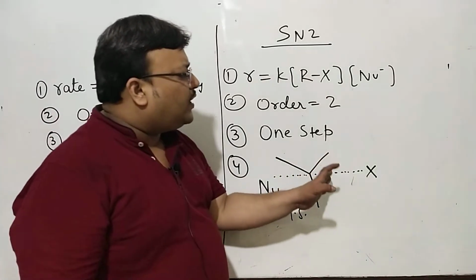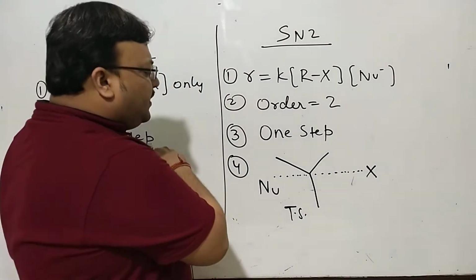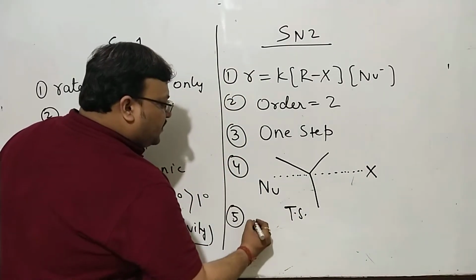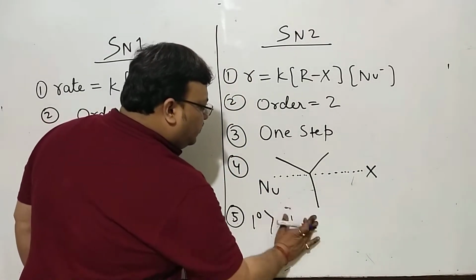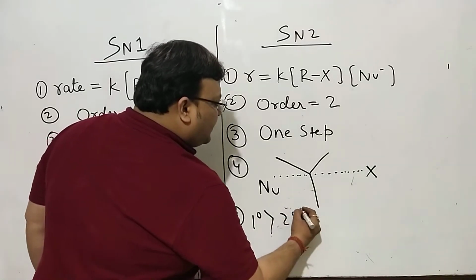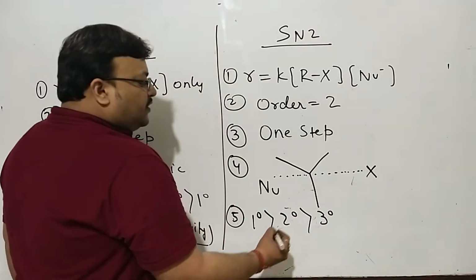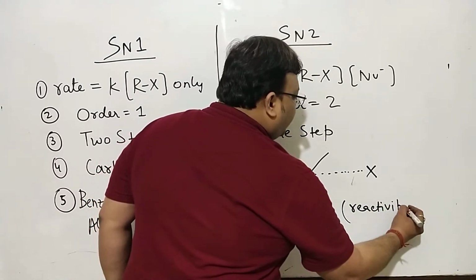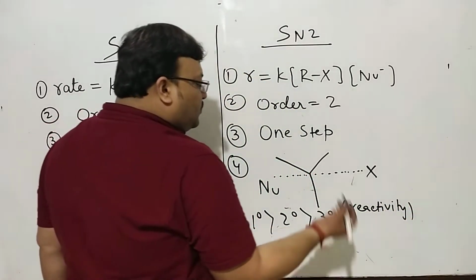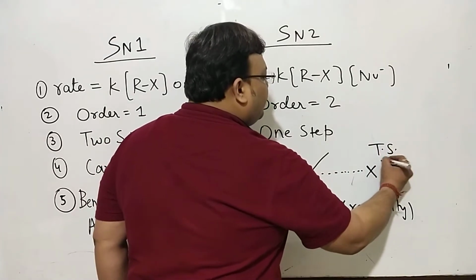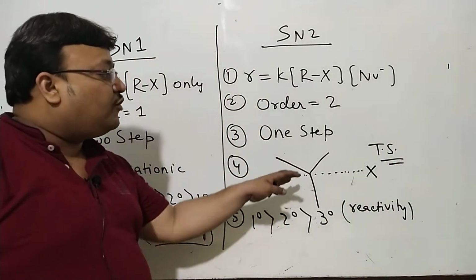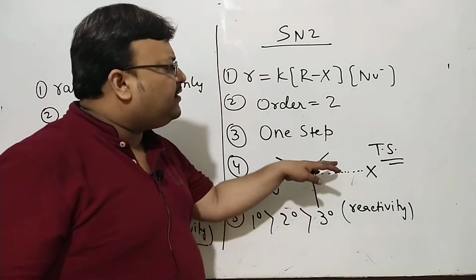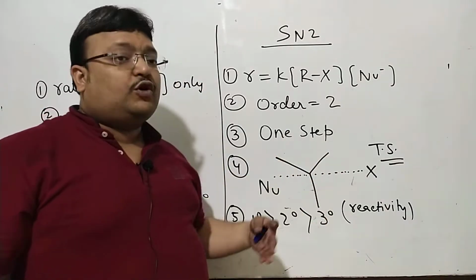So naturally, 1 degree more than 2 degree more than 3 degree will be the reactivity towards SN2. This is the transitory state, and a transitory state is easier to form if the groups are smaller.